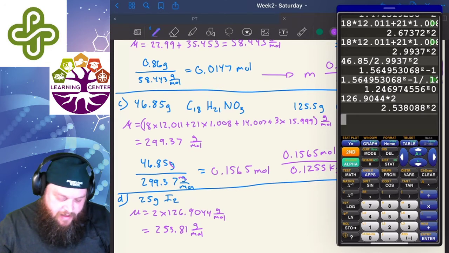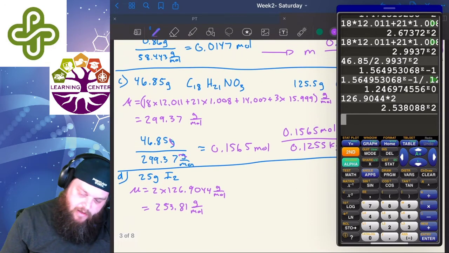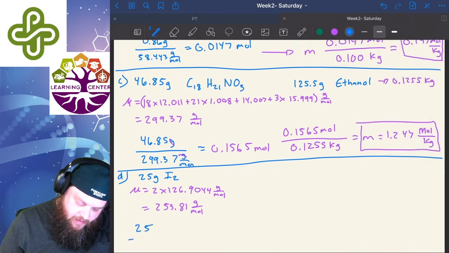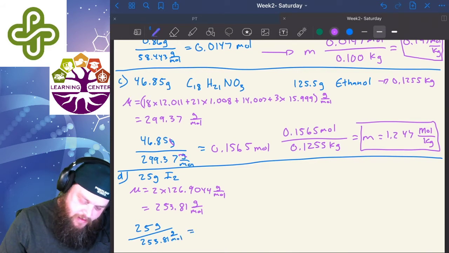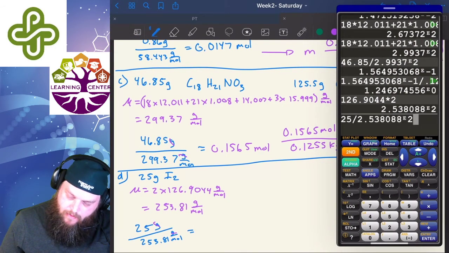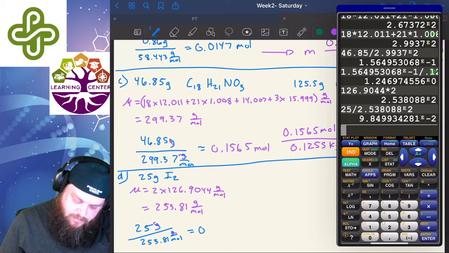And notice we only have 2 sig figs going on here. We can find out our moles by doing 25 grams divided by 253.81 grams per mole, which is going to be equal to 25 divided by that number, 0.098 moles.